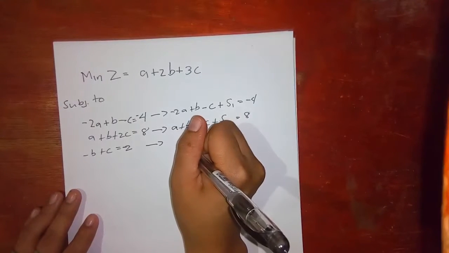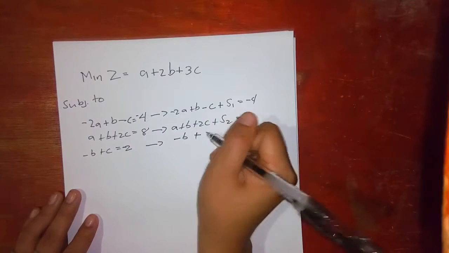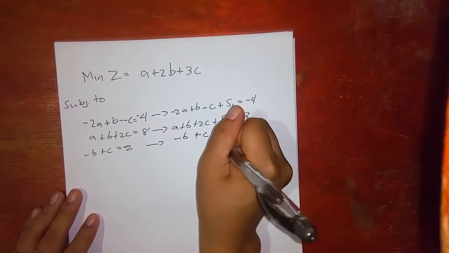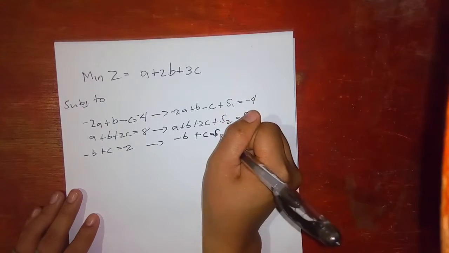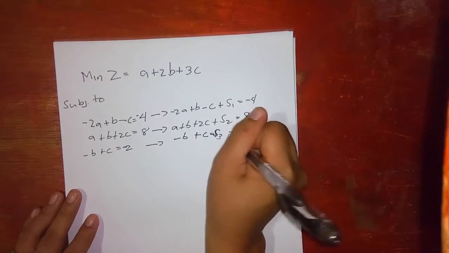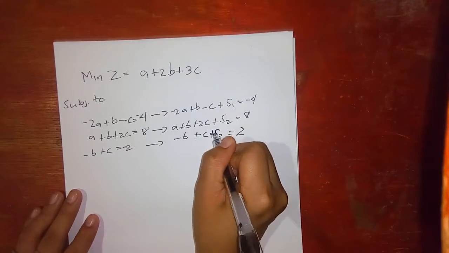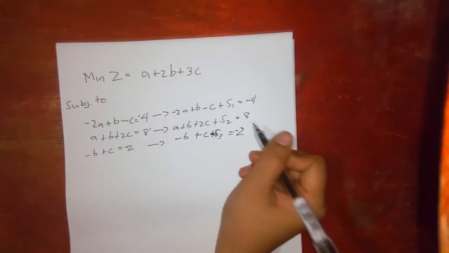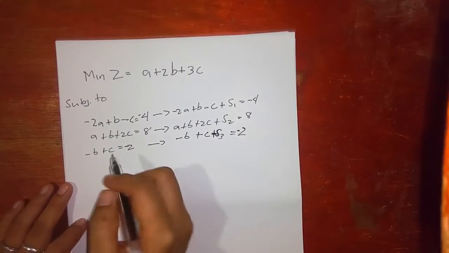Next, negative b plus c plus s3 equals negative 2. Okay. Next, let's move on to iteration 1.